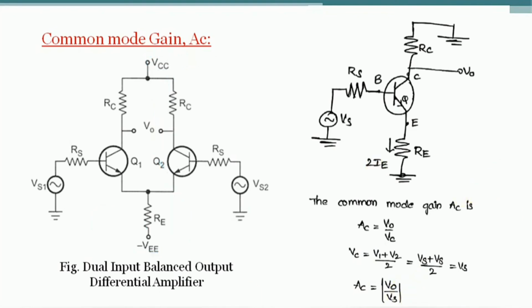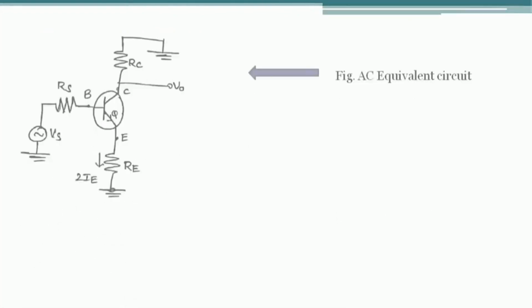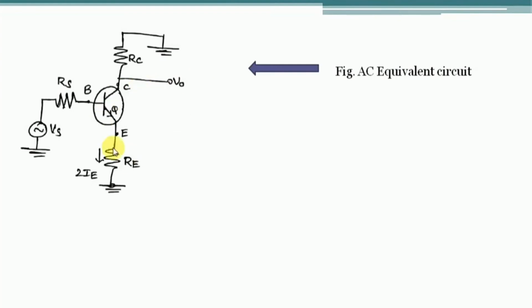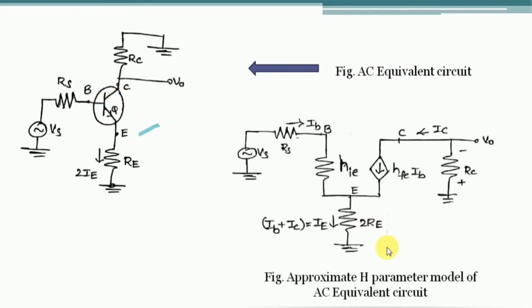We have seen how to draw the H parameter model. Just have a little glance. So this is the AC equivalent circuit that we have considered. Here the transistor is replaced by the approximate H parameter model. This approximate H parameter model has only the H parameters, that is HIE and HFE IB. So replace this transistor by using the approximate H parameter model. Then the total circuit will look like this.